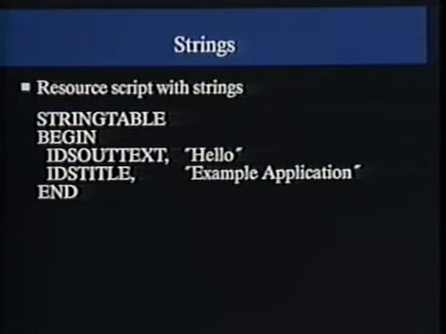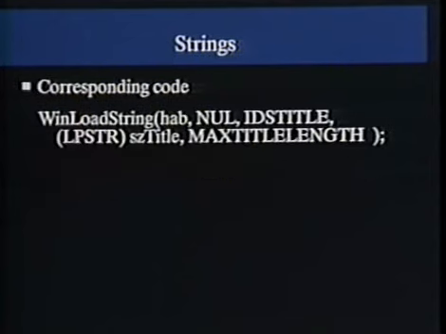And then what I would need to do to get the string into the program would be to load the string. Then the code for that would look like this. I would make a call to WinLoadString, telling it which string resource I wanted to use and what was the variable, the name of the variable that is the string itself, and it would then bring the string in and load, in this particular example, the title example application.